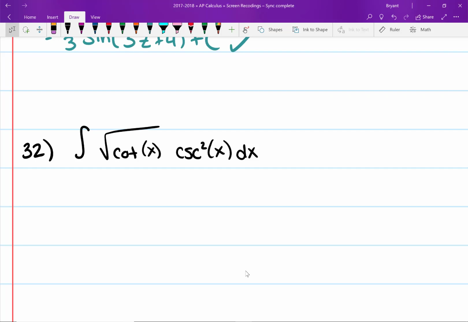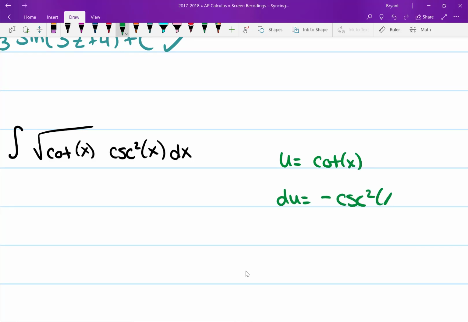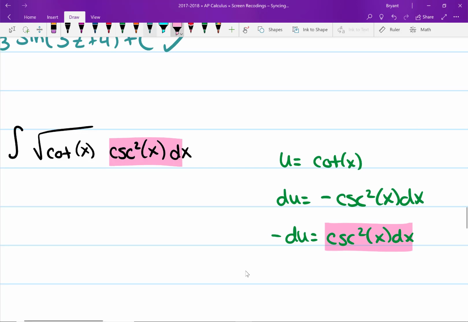The integral of the square root of cotangent of x times cosecant squared of x dx. So we notice a definite derivative-integral relationship here, where the derivative of cotangent is negative cosecant squared. A little hint there: whenever you hear the word co in derivatives or integrals, it usually means there's a negative involved. So u is equal to cotangent of x, so du is equal to negative cosecant squared of x dx. So negative du is going to be equal to cosecant squared of x dx, which is really nice because it's all right here for us, ready to go.